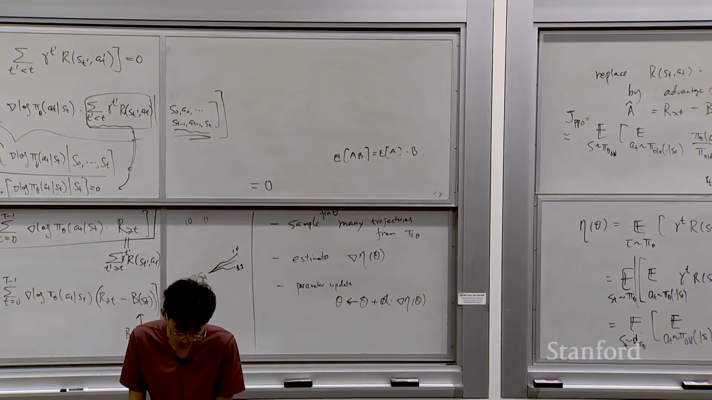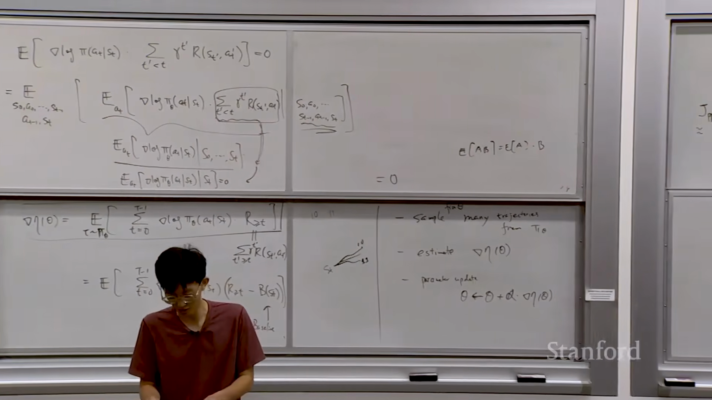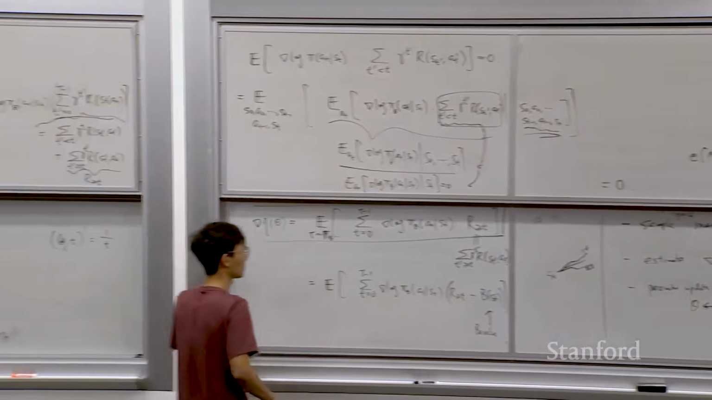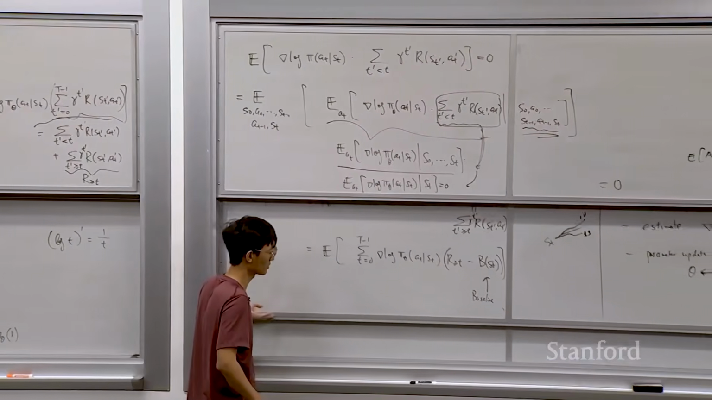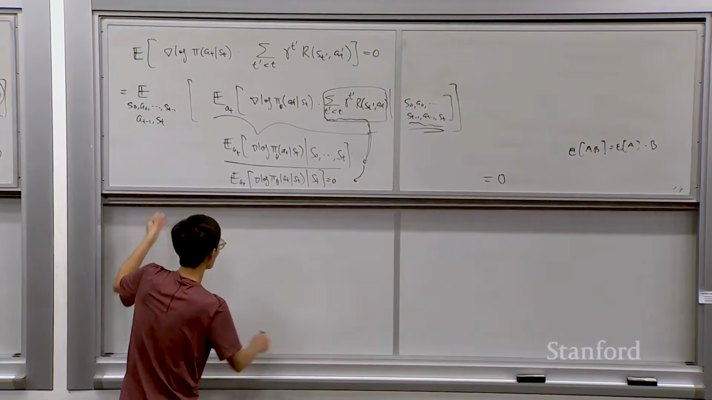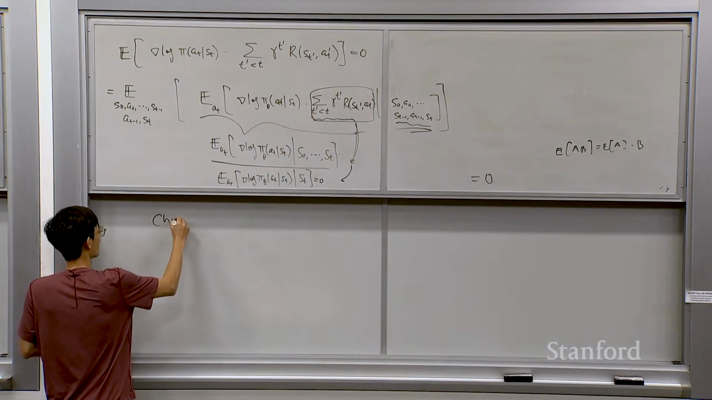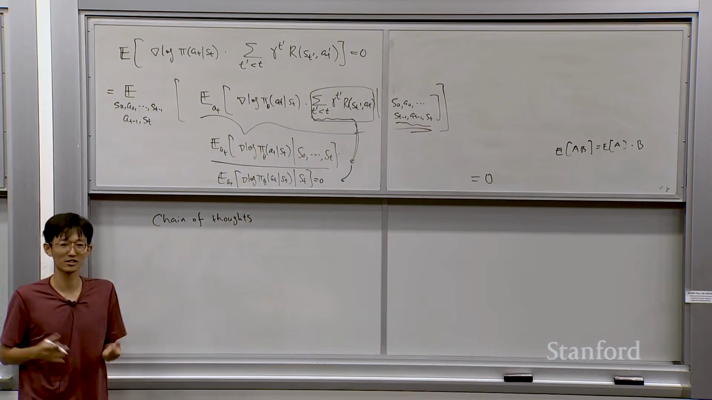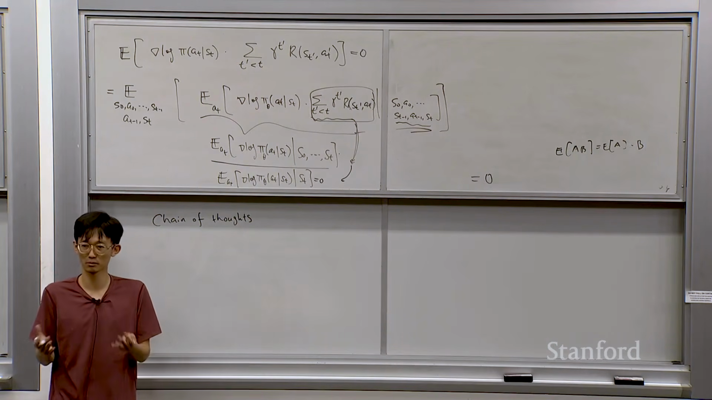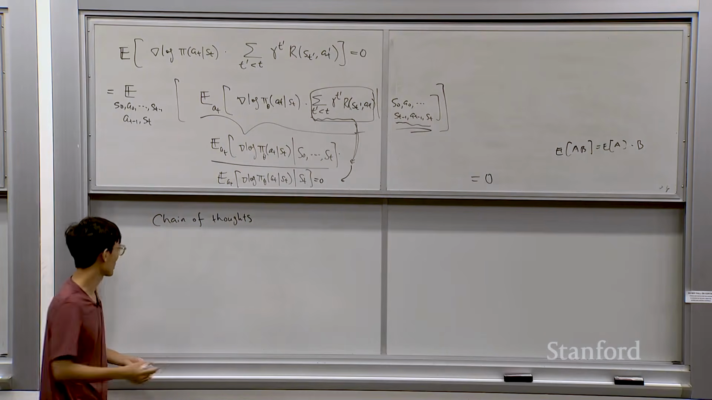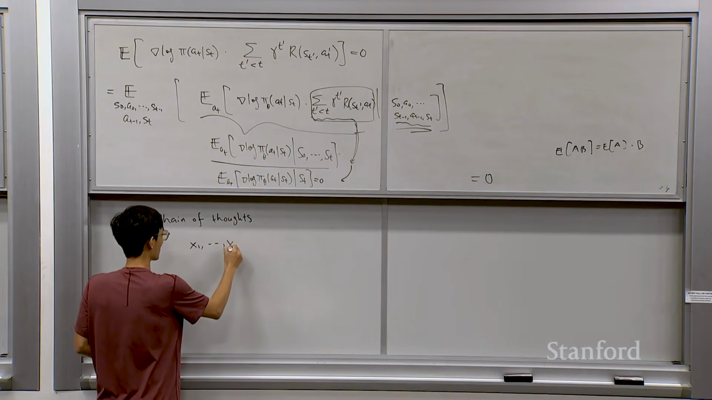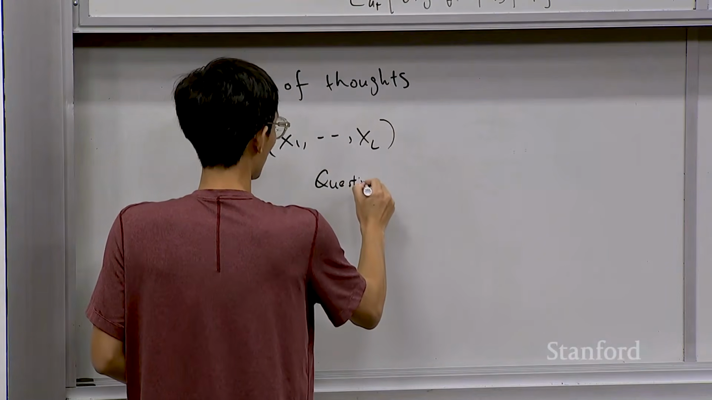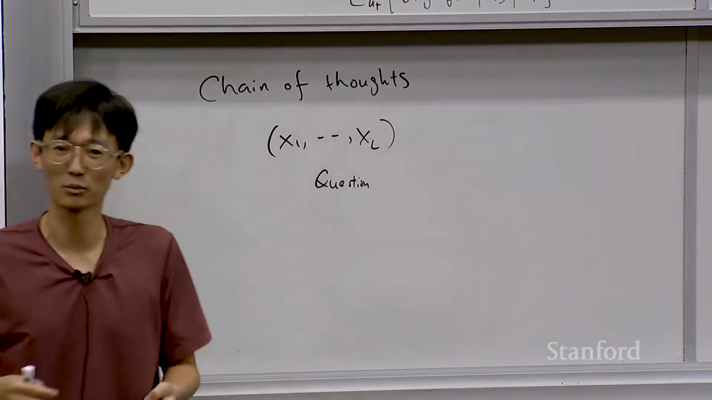Okay, so I only have 20 minutes, so I want to talk about how to apply this to large language models. To talk about that, the first thing to discuss is the notion of chain of thought. And it's actually very simple. In all of our previous discussions, we have some prompt x1 up to xL, let's say. So this is your question. Suppose the question is, what is 1 plus 1?